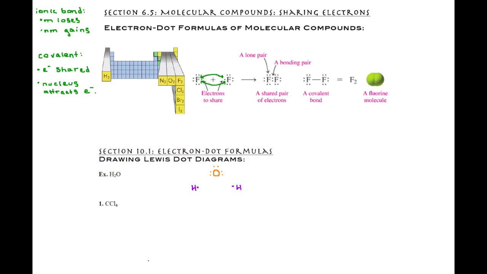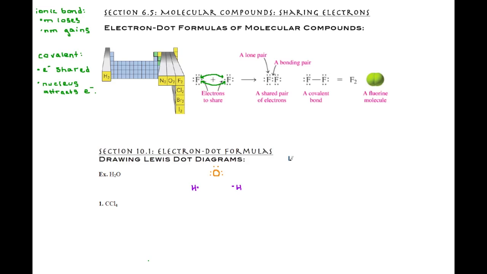Now, every single atom wants 8 valence electrons. That's the perfect octet, except for hydrogen, because hydrogen is going to assume the electron configuration of the closest noble gas, which is helium.